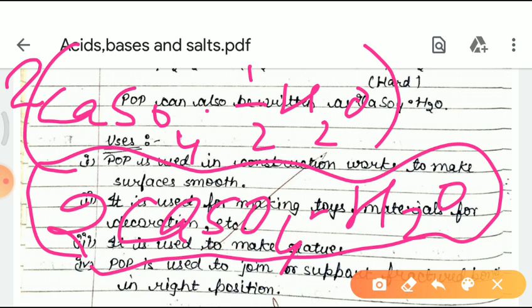plaster of Paris का formula कैसे भी दिया जा सकता है? twice of CaSO4 dot H2O की तरह से भी दिया जा सकता है. It means if anywhere you find twice of CaSO4 dot H2O as a formula of plaster of Paris, then you should not be confused by this.